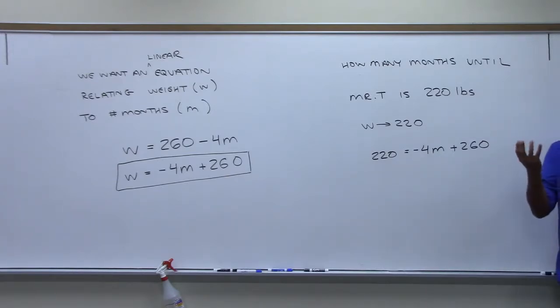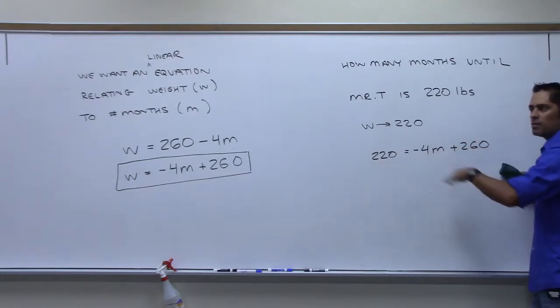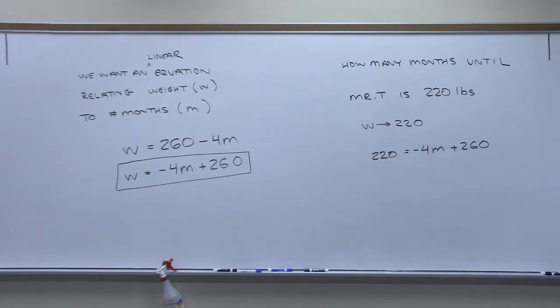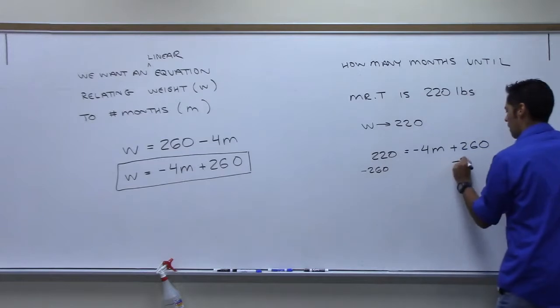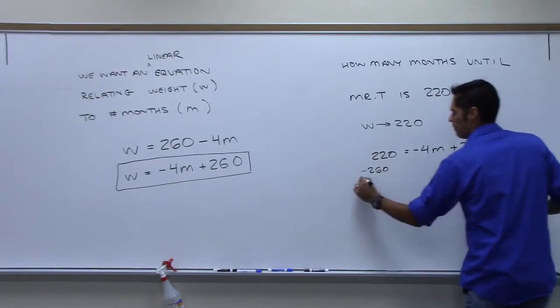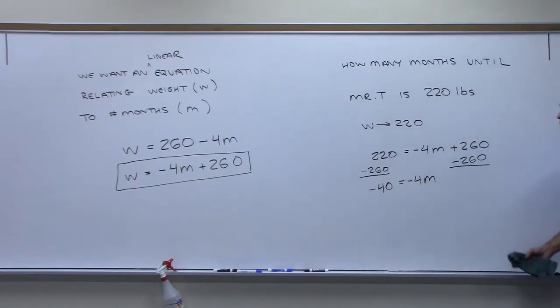Now you probably could have counted, like minus 4, and counted how many months, but this is a more efficient way because we can do this for any weight. And so solve this linear equation. We're trying to solve an equation. There's only one variable in it. Isolate the variable, right? So start moving things around. How about subtracting 260 from both sides? Sound good to you? So subtract 260. This will give me negative 40 equals negative 4m. And divide both sides by negative 4 and we have 10.